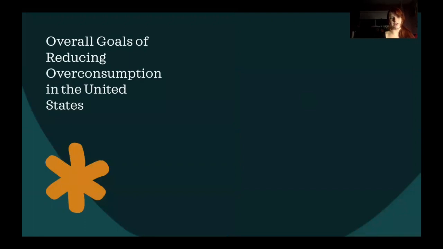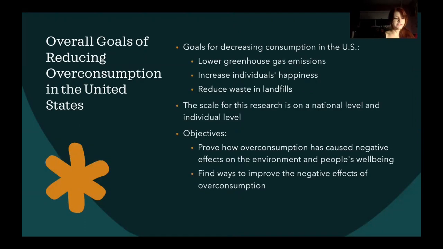Overall goals of reducing overconsumption in the United States. This research paper's overall goals are to explore how decreasing consumption will lower greenhouse gas emissions, increase individual peaceful happiness, and reduce waste in landfills. The scale for this is at a national level, but also includes the individual level. This paper addresses the problem at a national level because it focuses on how overconsumption affects national emissions and landfill waste. On the individual level, this research will focus on how the individual's mental health may suffer or improve depending on the level of consumption that is found.